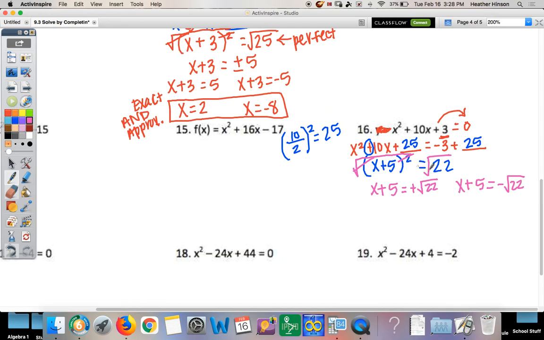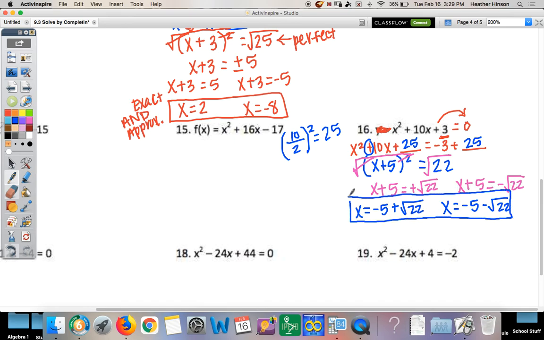And then we solve. How do we get rid of plus 5? We subtract it. So negative 5 plus square root of 22. Same thing over here, subtract it. Negative 5 minus square root of 22. Remember, your negative 5 has to go in front. Which answers are these? These are your exact solutions.